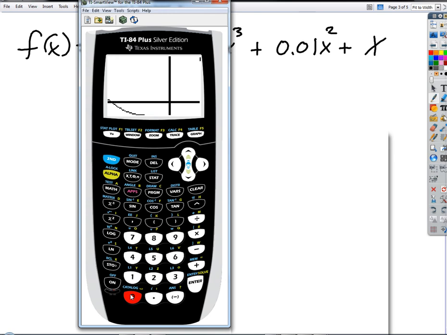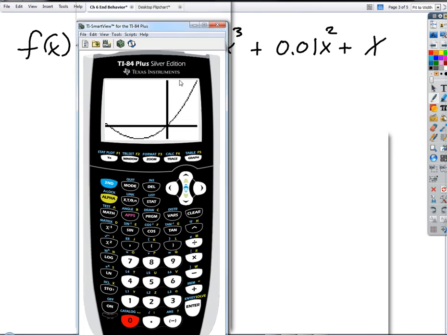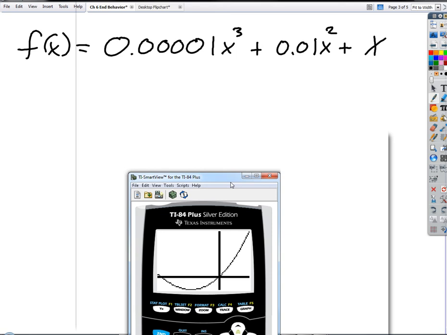Now, which part of this function would give the graph of a parabola? The squared would, wouldn't it? Remember back from chapter 5, we know that the graphs of quadratic functions, which are x squared functions, are the ones that give us parabolas, right? Does that make sense? So this guy's looking an awful lot like a parabola now.